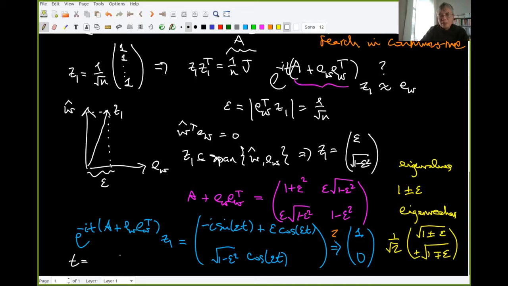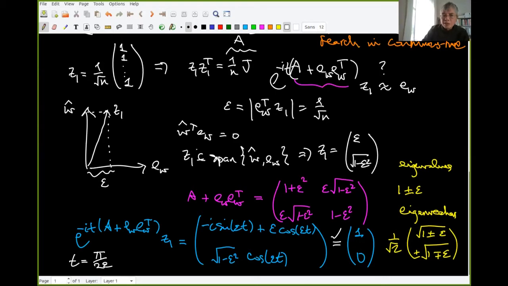What would be a good time? Okay, I think the thing to do here is to just blank the cosine, right? The cosine is 0 if epsilon t is pi over 2, for example. So you can see that by choosing t equal to pi over 2 epsilon, this will do the trick.